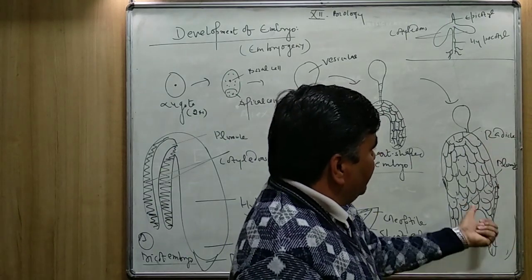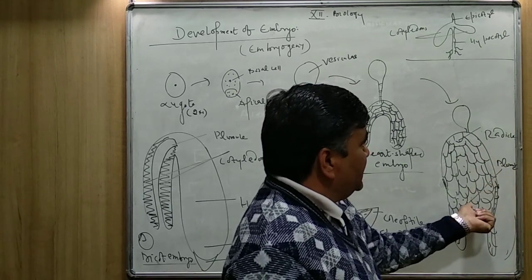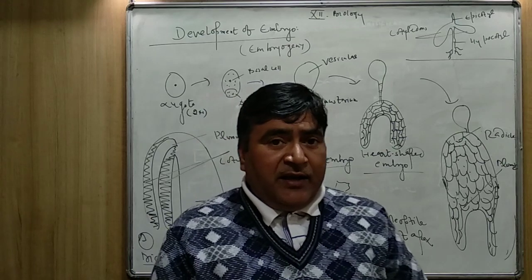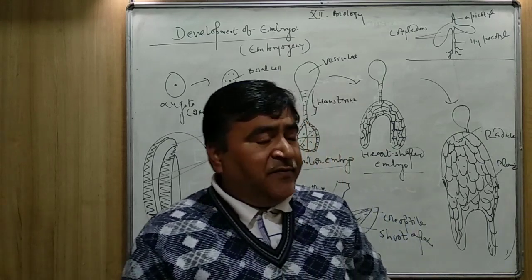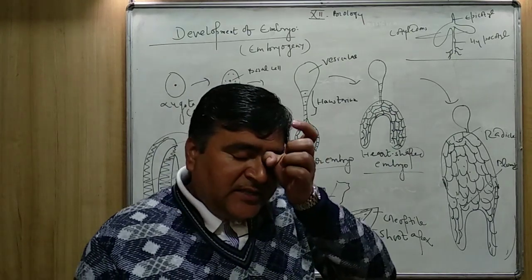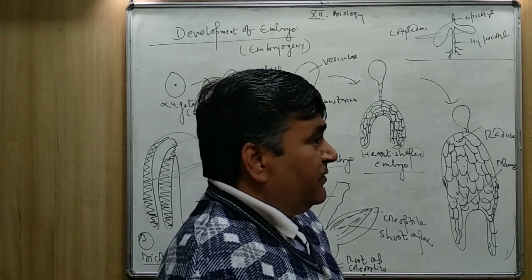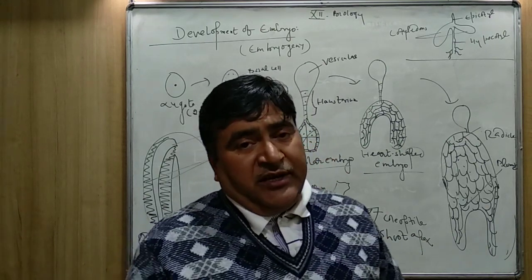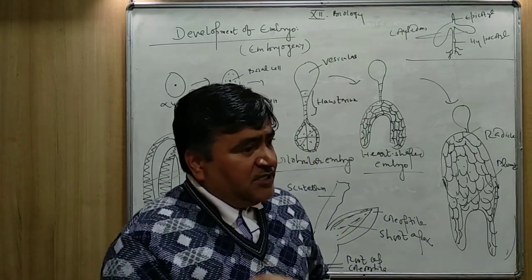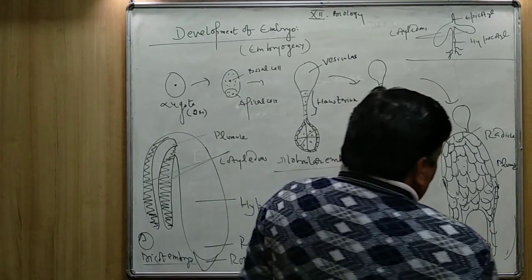In this diagram I have shown here the radicle. This one is the plumule. As you know, radicle is the part of an embryo which gives rise to the future root, and plumule is the part of an embryo which gives rise to the future shoot, and shoot consists of the stem and leaves both.